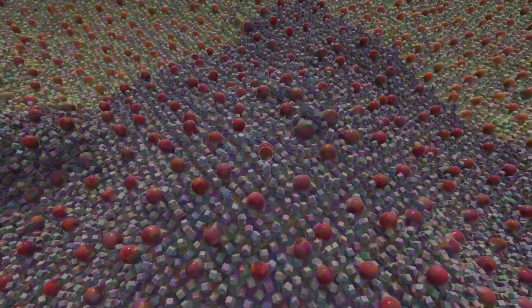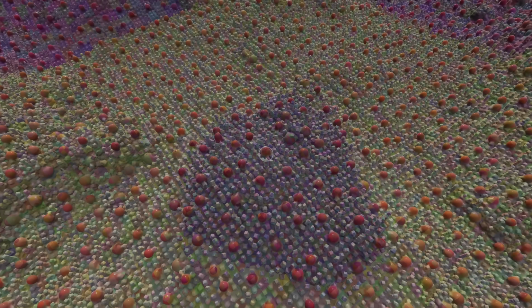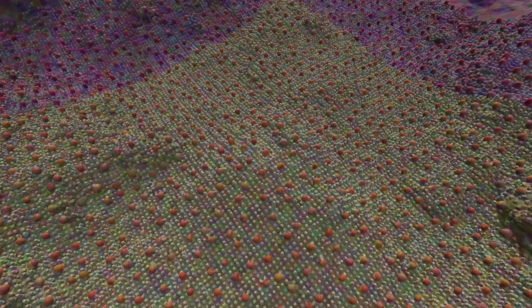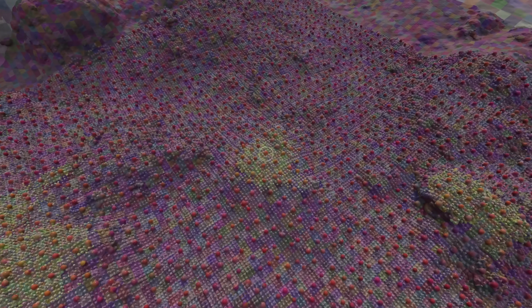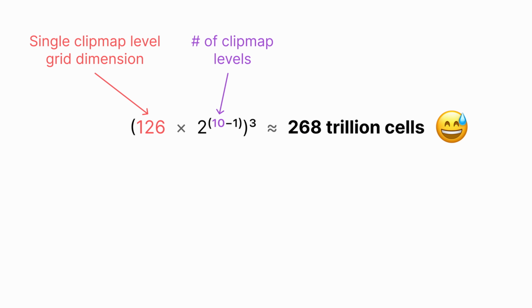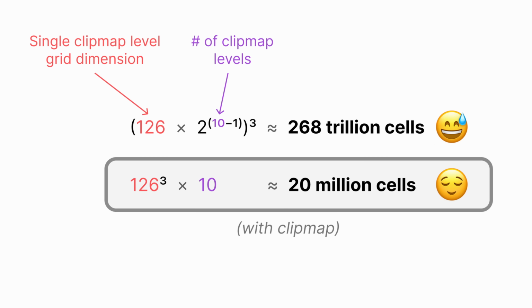Using clipmap levels dramatically decreases the memory usage required for an open world. In this scene, where the draw distance is about 2.5 kilometers, at the resolution that's used nearest to the player, over 200 trillion brick map cells would be needed for the full range. With the clipmap, only 20 million cells are needed, which is a 10 million-fold reduction.